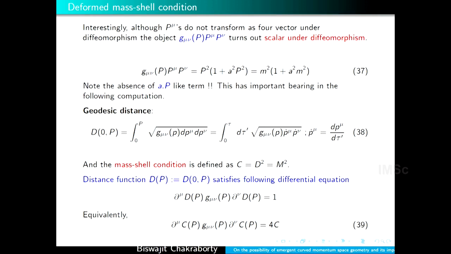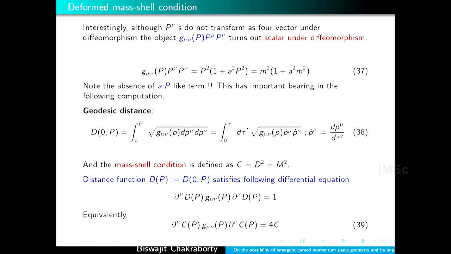Nevertheless, as it turns out, G mu nu, P nu can be simplified further and given in terms of these things, equation 37. Since P square is equal to M square, it turns out to be just a number, and it remains invariant under diffeomorphism also. And it becomes possible because you don't have any term like A dot P. If there were any term of the form A dot P, this would have spoiled its symmetry completely. This is fortuitous for us. So now we calculate the geodesic distance, and the geodesic distance is given like this.